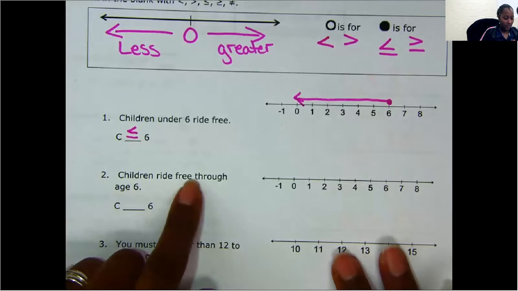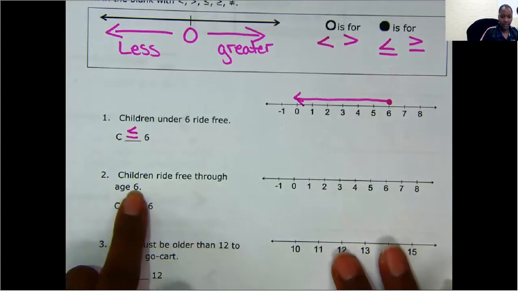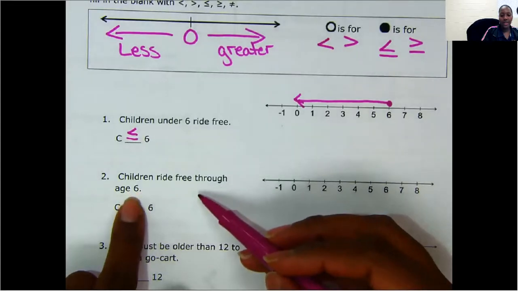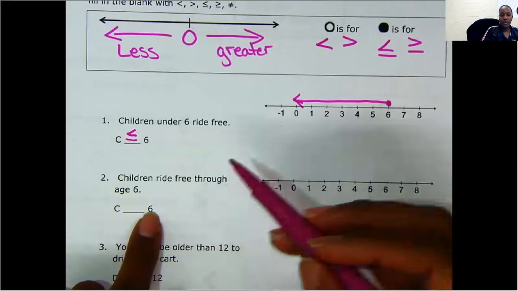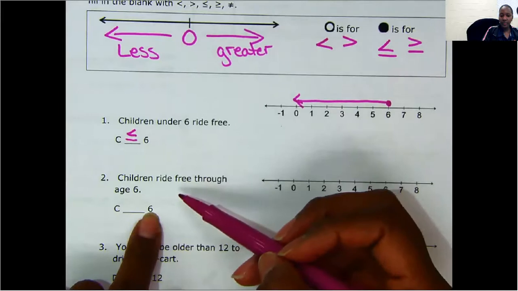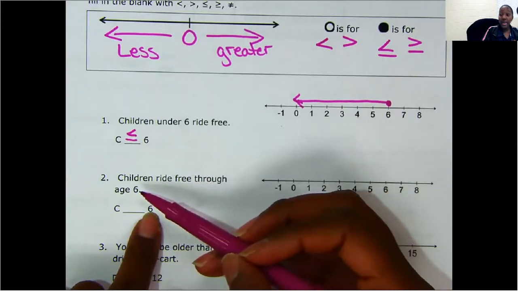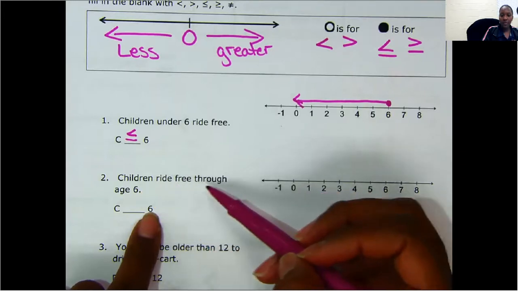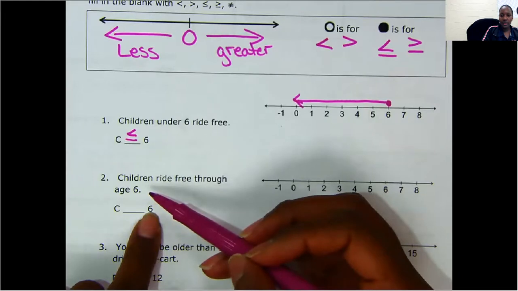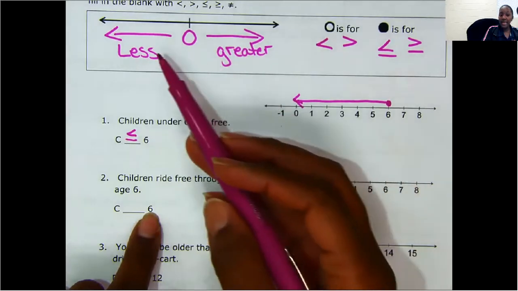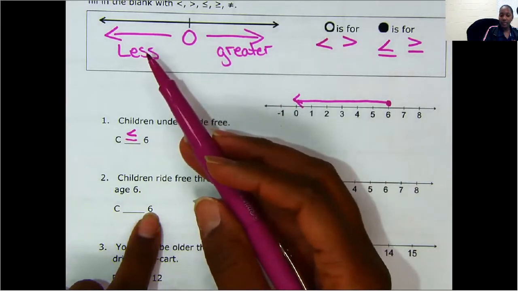Children ride free through the age of 6. So can they be 6? Children ride free through age 6. Sounds like they can be 6 and still ride. So can they be greater than 6? No. They can be less than 6 though and still ride.